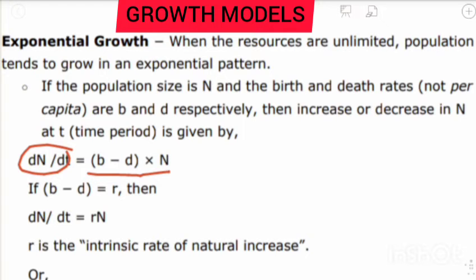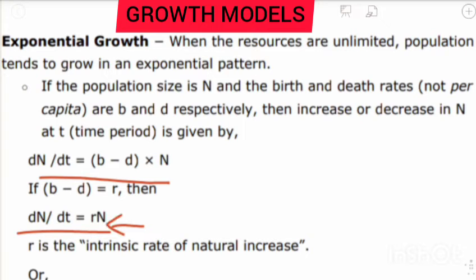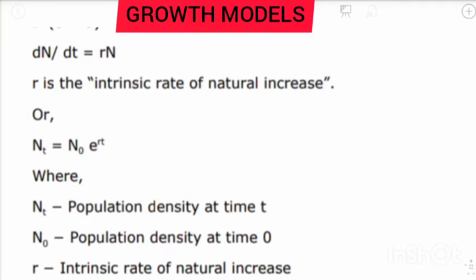Here we consider b minus d equal to r. r is known as the intrinsic rate of natural increase, that is, birth rate minus death rate. Substituting this, we get dN/dt is equal to rN. So the increase or decrease in N at time t is dN/dt equals rN, where r is the intrinsic rate of natural increase.